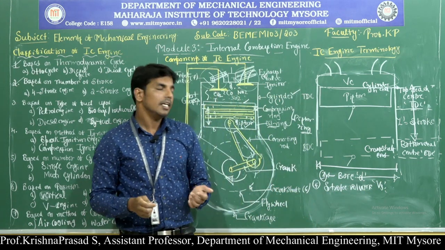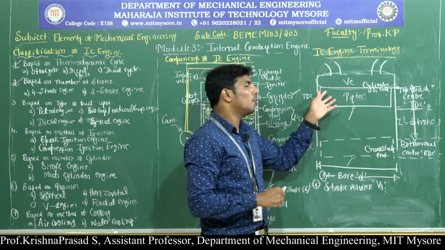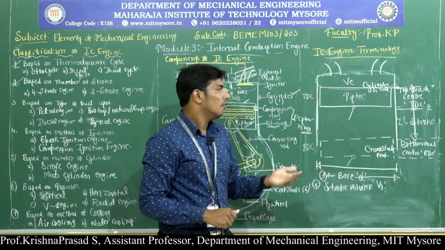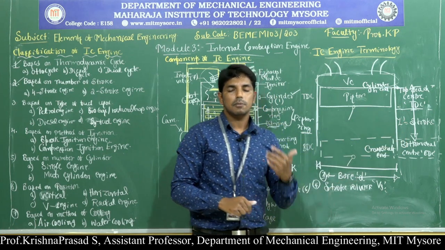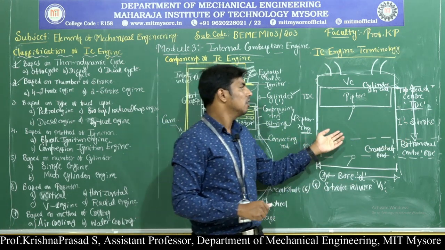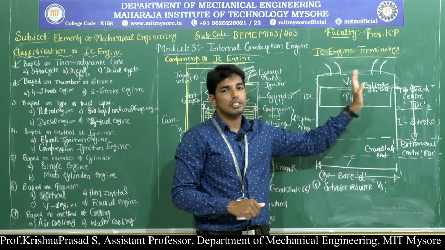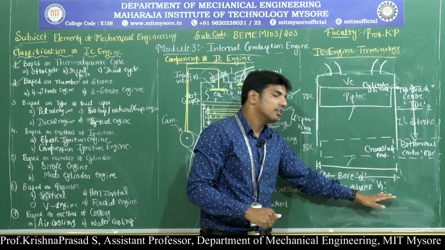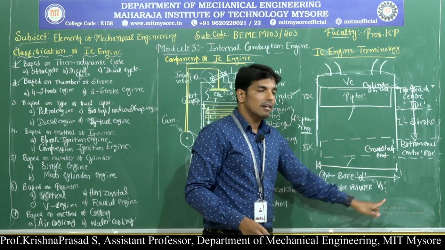Next, the fifth one is called stroke volume, and it is denoted as Vs. Then what is meant by the stroke volume? The stroke volume is the volume swept by the piston when it moves from TDC to BDC, or the distance traveled by the piston when it moves from TDC to BDC, whatever the volume available inside the engine cylinder. That is called the stroke volume, and it is denoted by Vs.